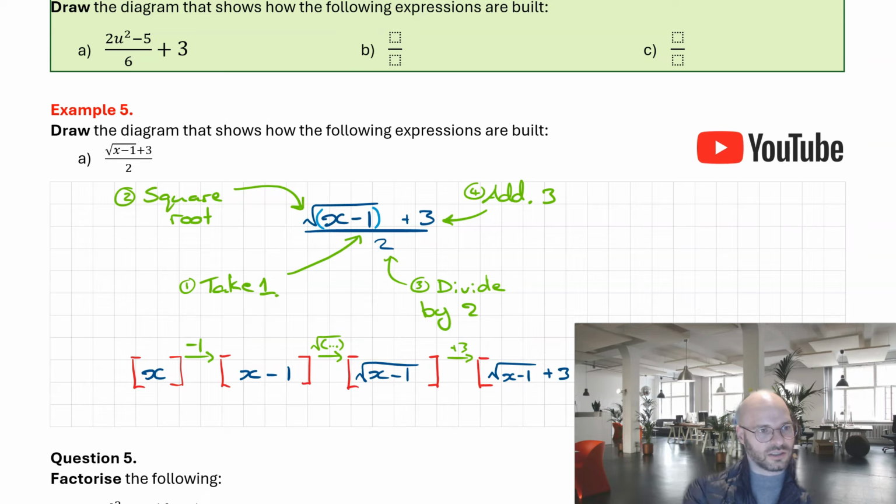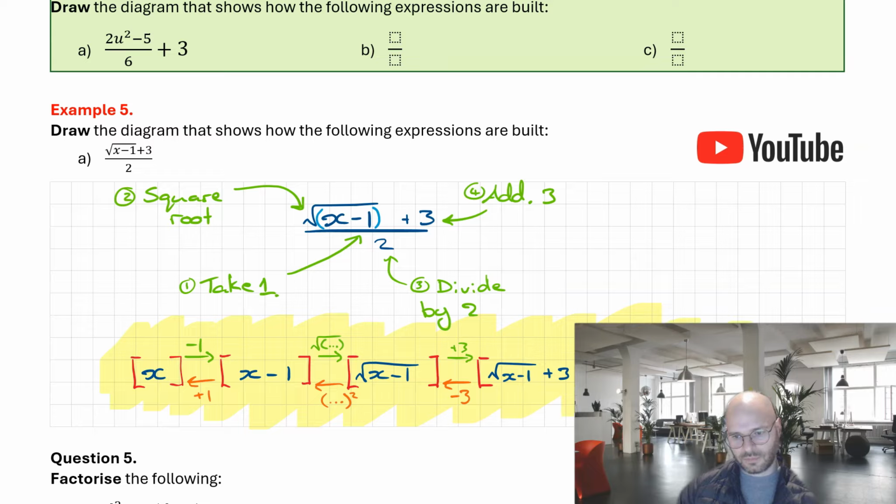There's our construction. Let's look at our destruction. Rather than dividing by 2, we times by 2. Rather than adding 3, we take 3. Rather than applying a square root, we do the reverse operation of applying a square. And then to reverse the take 1, we just add 1. And therefore, we discover how we can build the expression the square root of x take 1 plus 3 all over 2, starting from the value of x.